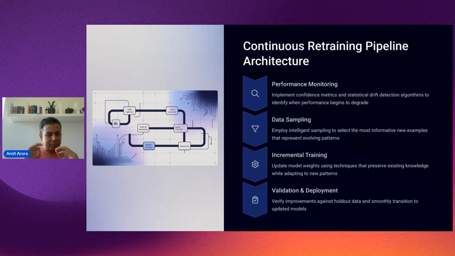Then use smart sampling to collect new and informative data for continuous retraining. And I think the third step is use incremental training techniques to update the model. And very important that we have to preserve the existing knowledge of that model. And the final step is thorough validation before deployment. Once you retrain the model, make sure that the model is still behaving the way it should be behaving. So this keeps the model current without fully retraining the model. So these are the high level 4 steps you need to follow.